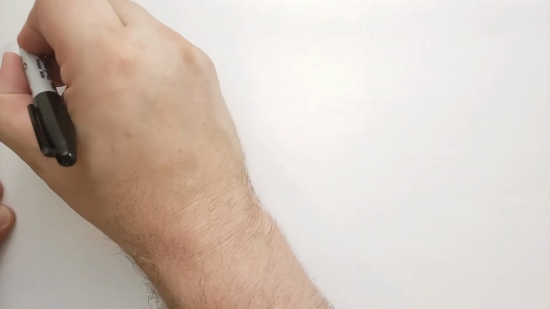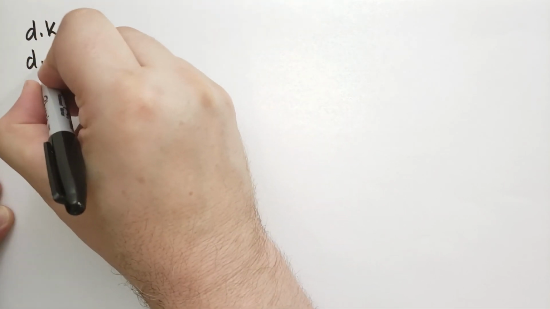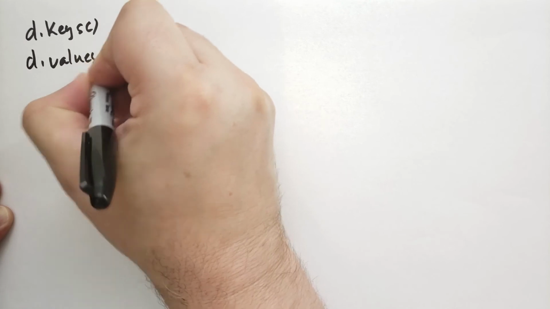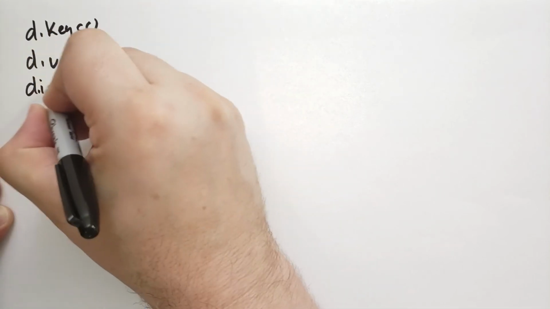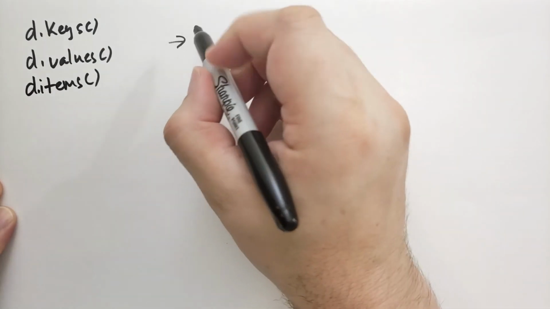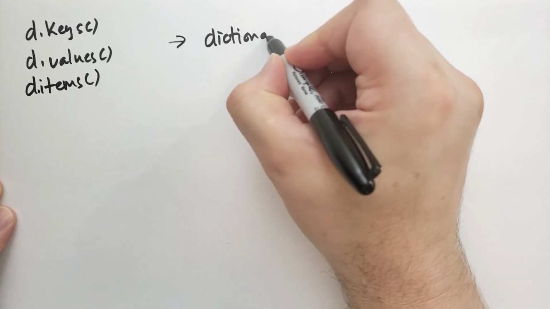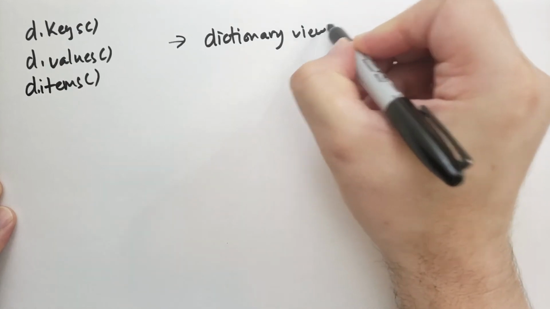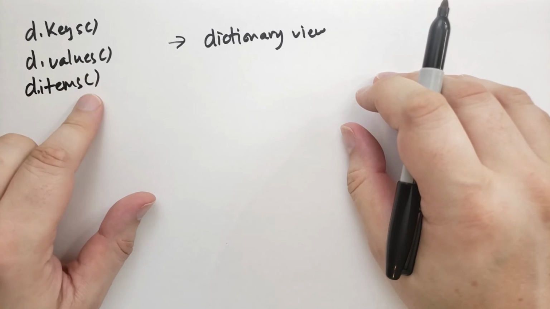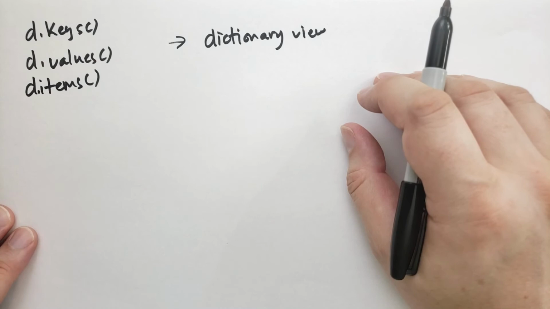There are quite a few dictionary methods, and you should know them all. They're not that hard to understand and use. Let's talk about these three. So there's d.keys, d.values, and d.items. Okay. All three of these return something called a dictionary view. That is, they don't actually copy the keys or values or items of the dictionary. They return an object that you can use to iterate across them.